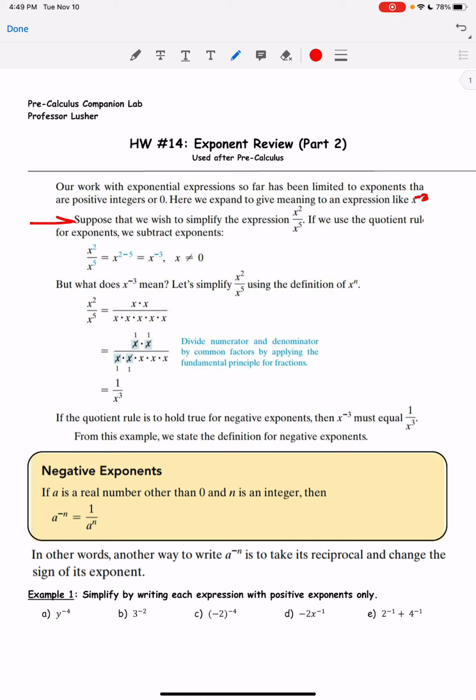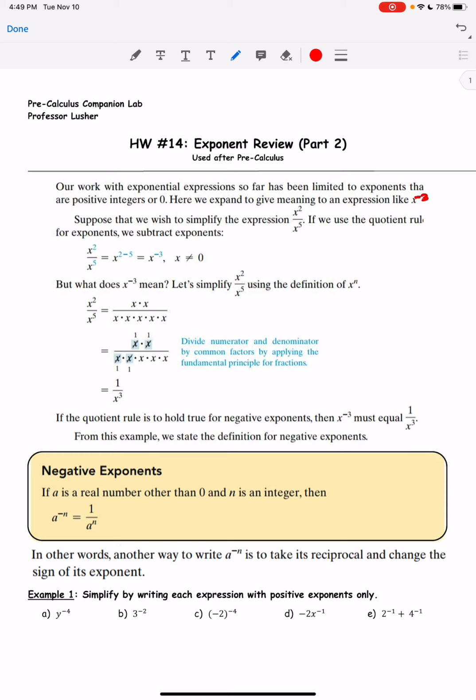So, suppose that we wish to simplify the expression x squared over x to the fifth. If we use the quotient rule for the exponents, we subtract the exponents. So you always subtract the top from the bottom. So they're doing 2 minus 5 to get x to the -3. So what does that actually mean?